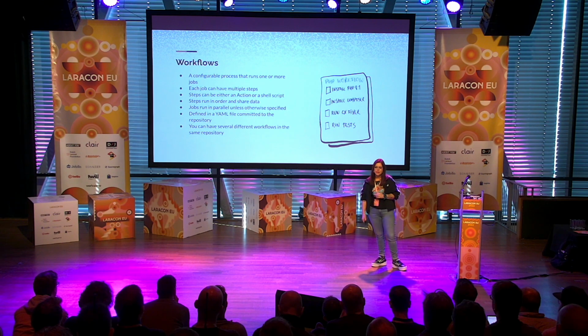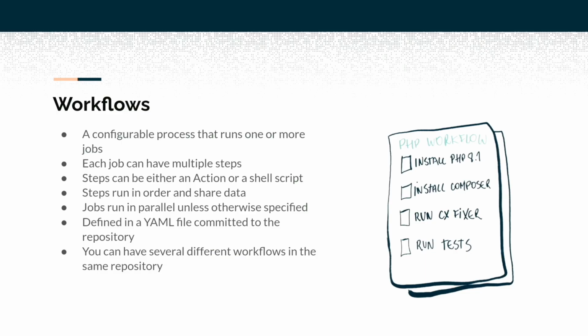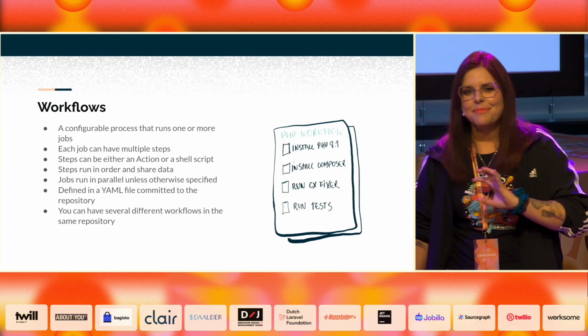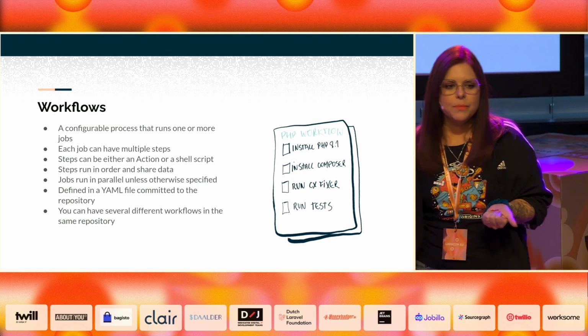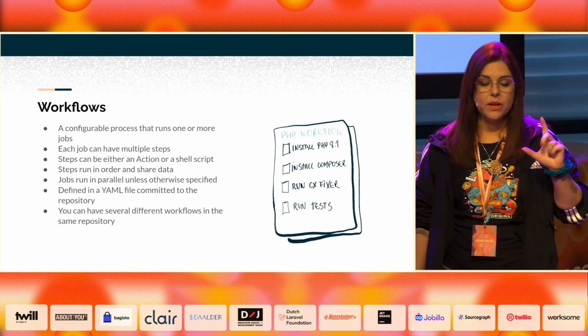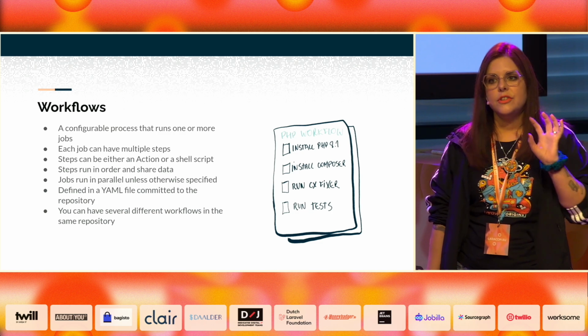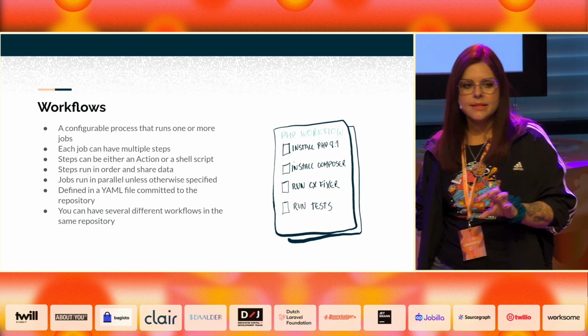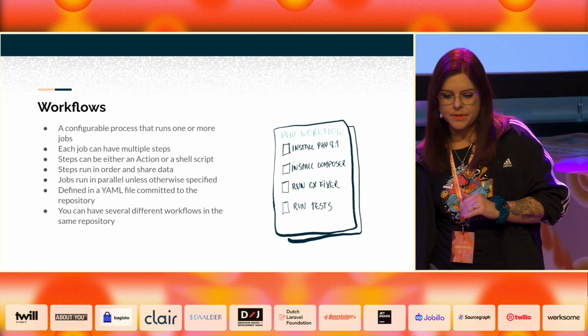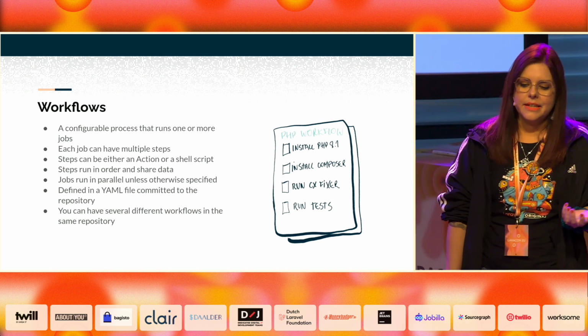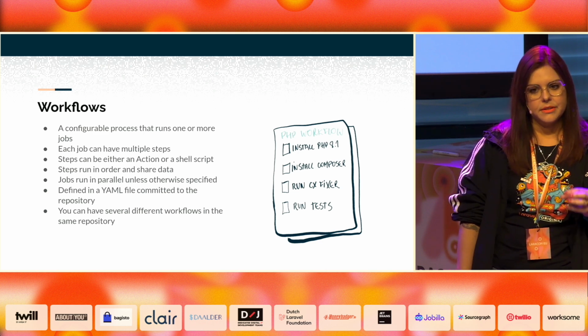Okay, so what are workflows? Workflows are basically a YML file that configures a series of steps that you're going to run, and it can be triggered by events. We are going to talk about triggers in a moment, actually. But it can be triggered in different ways. Each job can have multiple steps. One workflow can have several jobs. The jobs run in parallel. Inside a job, you can have multiple steps. And the steps share data. So that's the important bit.